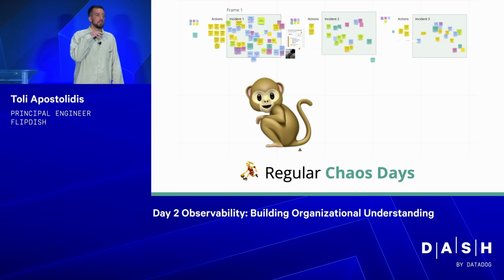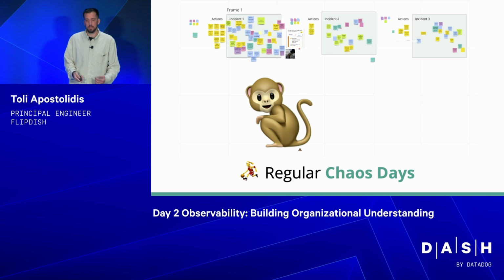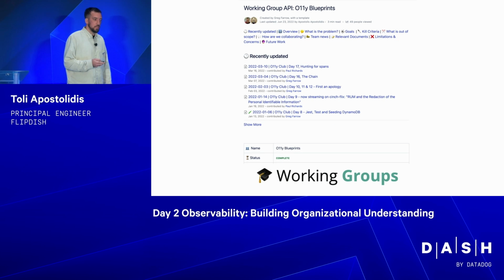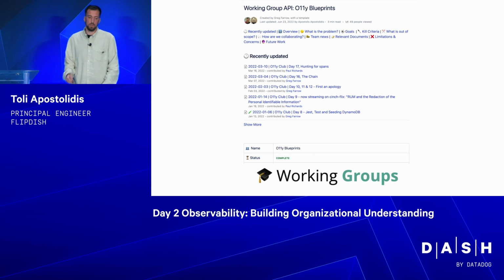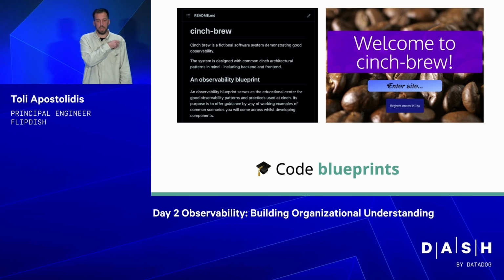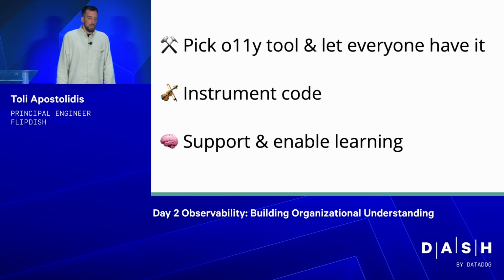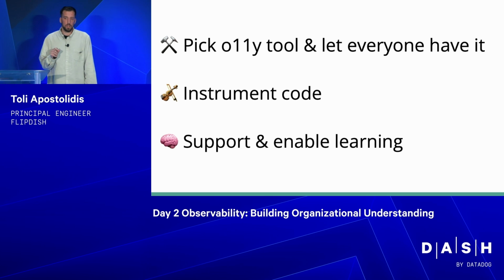And remember when I mentioned practice, we ran regular chaos days in teams, but even across teams, and these were really practice days where an incident would happen and then the team would learn how to respond to that incident. They would learn how to improve their observability. Working groups also started to emerge to create good practices around code instrumentation and general observability practices. And as a result, we got this Cinch Brew example application, which had documentation and code that demonstrated good practices. And that's it. Those are the three pointers I have to build a culture of observability.